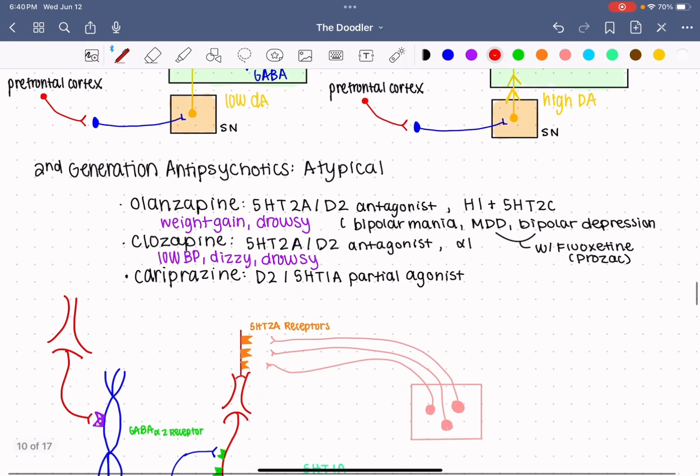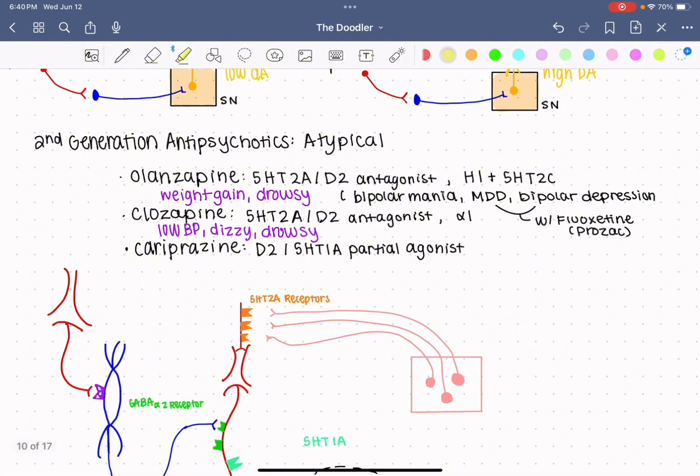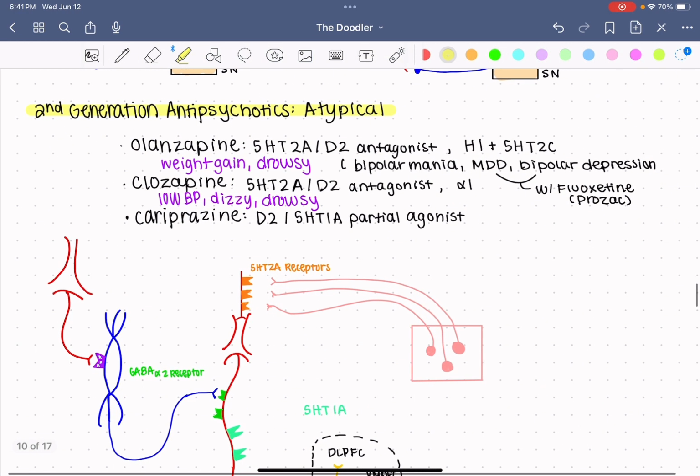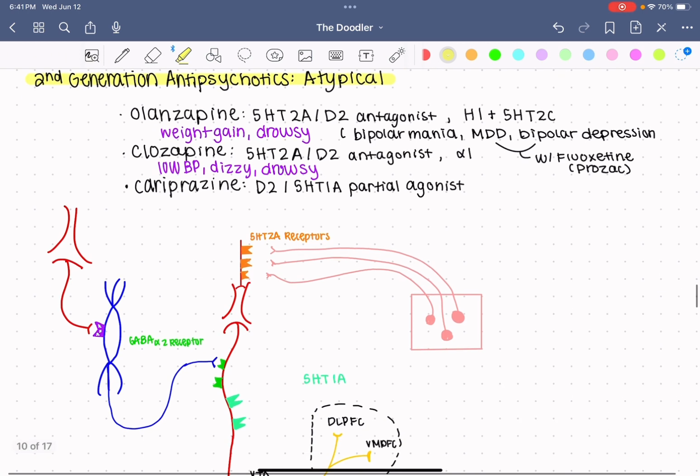So yeah, okay. Now we're talking about second-gen antipsychotics. So we've identified that there are problems with the first gen, namely that they cause an increase in secondary side effects, and they also can cause tardive dyskinesia if continued long-term. So let's talk about some other options. We have olanzapine here.